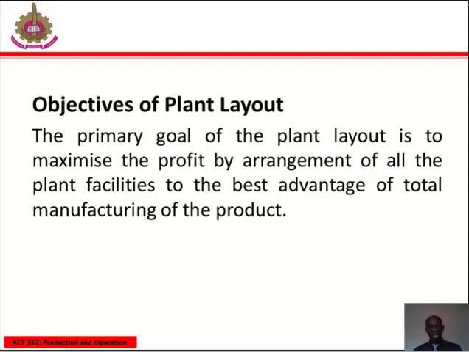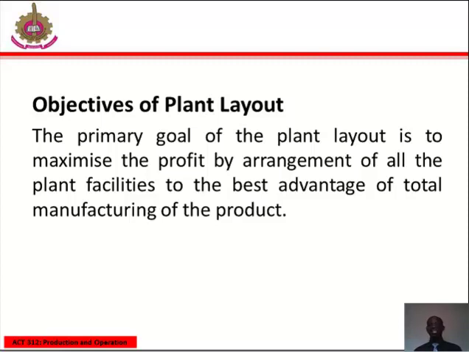Objectives of plant layout. The primary goal of the plant layout is to maximize the profits by arrangement of all the plant facilities to the best advantage of total manufacturing of the product. The objectives of plant layout are as follows. Number one, it streamlines the flow of materials through the plant.